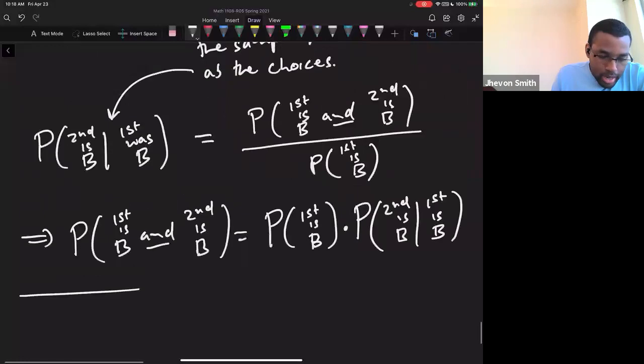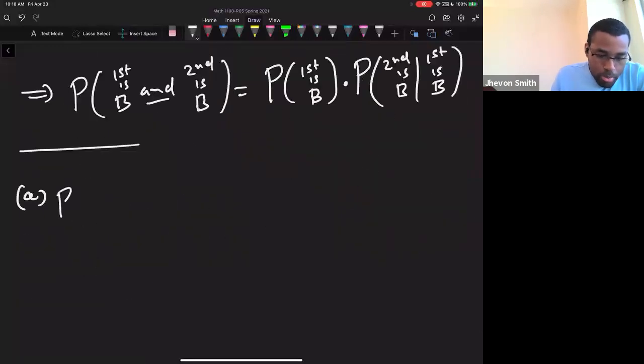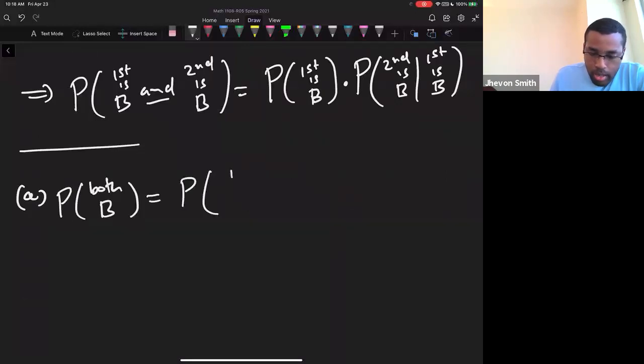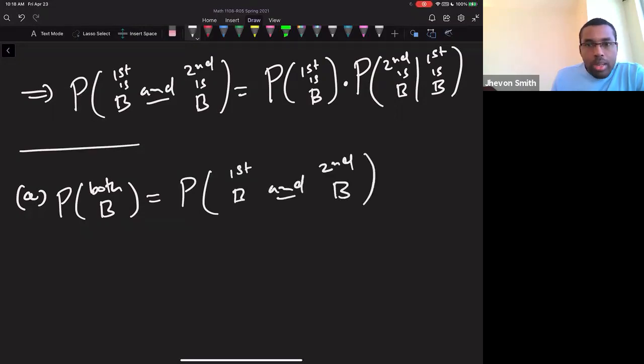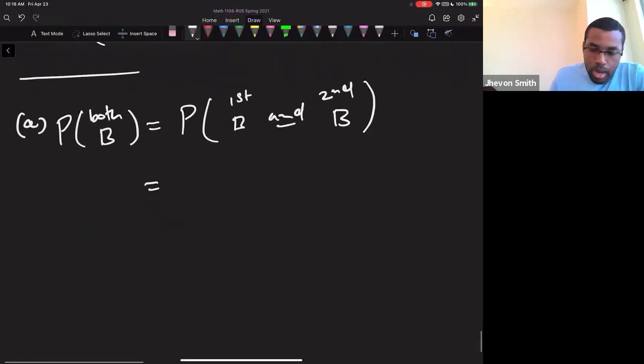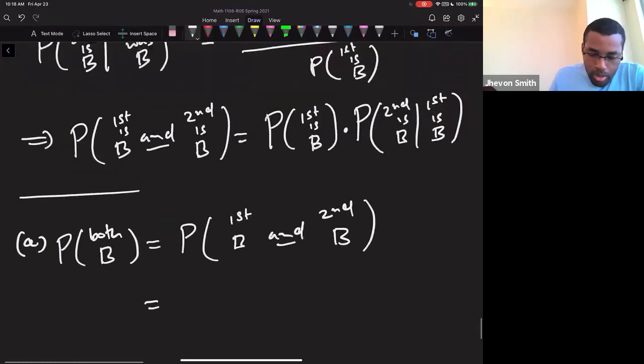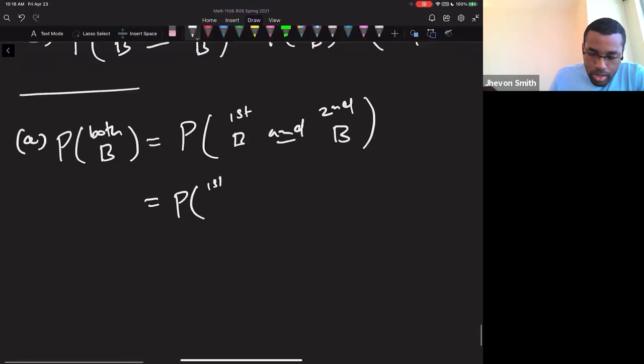Now to go to A, probability both blue. Well, that's just the probability that the first is blue and the second is blue, which by the above is going to be the probability that the first is blue times the probability that the second is blue given that the first was blue.